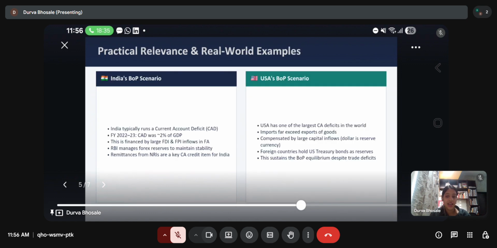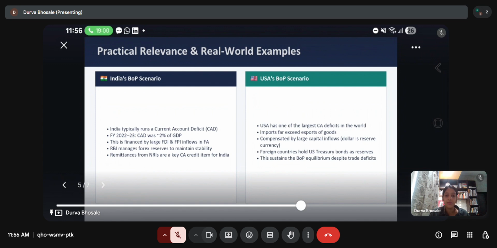So now let us understand the practical relevance and real world examples of balance of payments. Let us take India for example. India typically runs a current account deficit, and according to the financial year 2022 and 2023, it was around 2% of our GDP. This is financed largely by FDI and FPI in financial account. RBI manages forex reserves to maintain the stability.